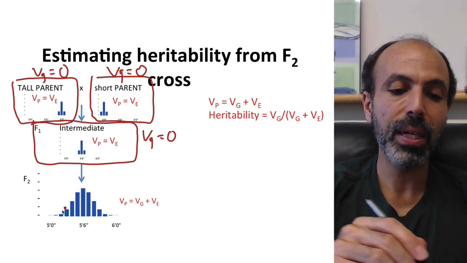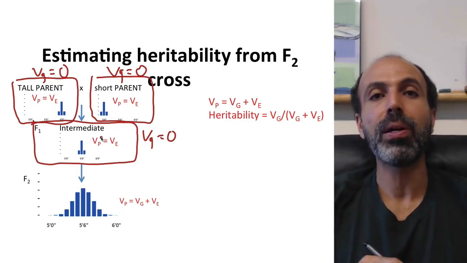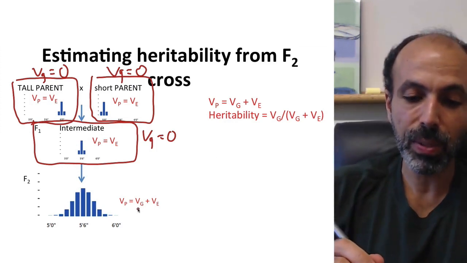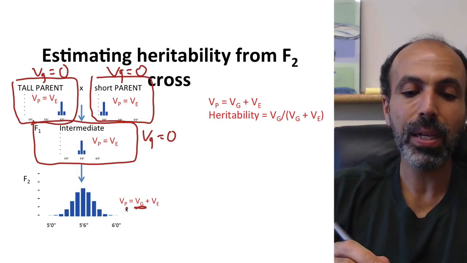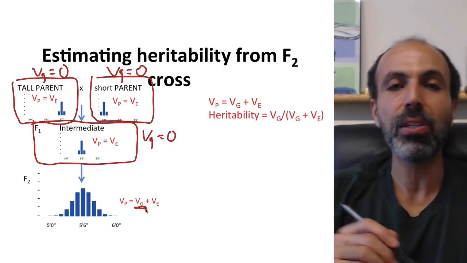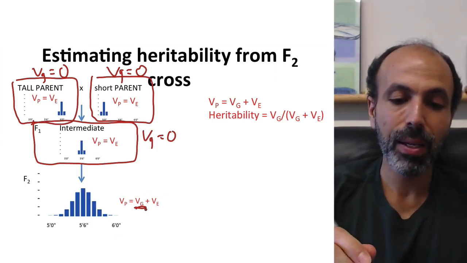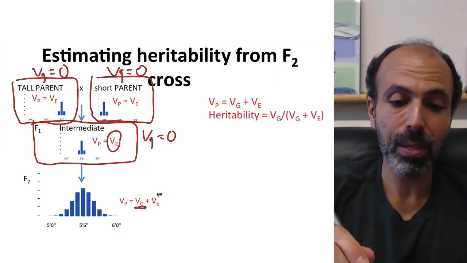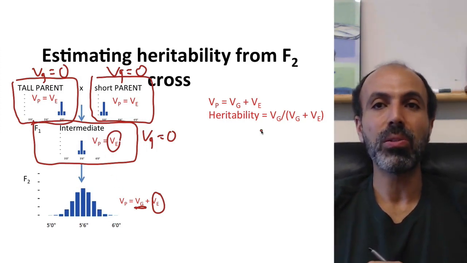From these, we got the F2s. In the F2s, we see quite a bit more spread than we saw in the F1s or in the parents. The reason we see more spread is because we've added this. Instead of VP just being VE, VP here is VE plus VG. We've added genetic variance here. From this, by comparing, assuming that this VE is the same as this VE, comparing the two VGs, we can get an estimate of heritability, as you saw.